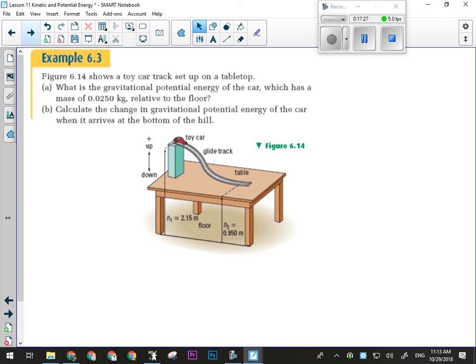So what's the gravitational potential energy of the car, which has a mass of 0.0250, relative to the floor? So now they're saying, when it's on top of that thing, all the way to the floor, what's its potential energy? They told you the reference point: ground zero. And then for part B, it says calculate the change in gravitational potential energy of the car when it arrives at the bottom of the hill. So now our reference point is no longer the ground, it's the table. So it's important to know where we're going when we read a question, because you can do all the work right, but have the wrong number in there and then get the question wrong.